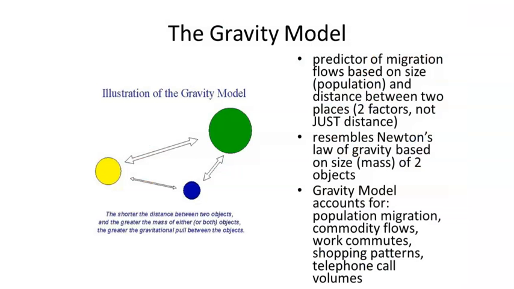All right, so the next topic is the gravity model, and it predicts the migration flows based on size of the population and the distance between two places. It's based on Newton's law of gravity, which is based on the size or the mass of two objects. The model is used to explain migration patterns, commodity flows, work commute, shopping patterns, and telephone call volume.